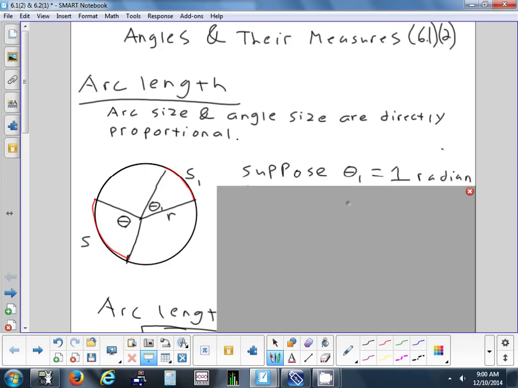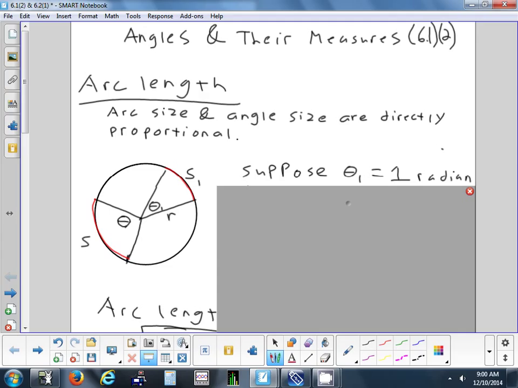So what we're going to do now is try to come up with that connection, just like we had between feet and inches, except this is going to be between radians and arc length, or angle size and arc length. So suppose that theta 1 was 1 radian. We would automatically know the size of S1, that arc.